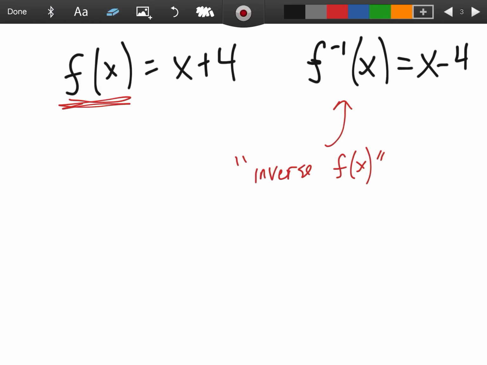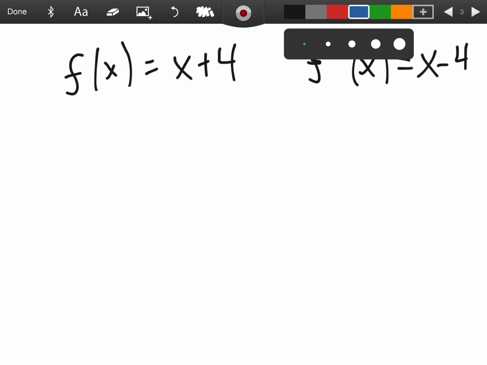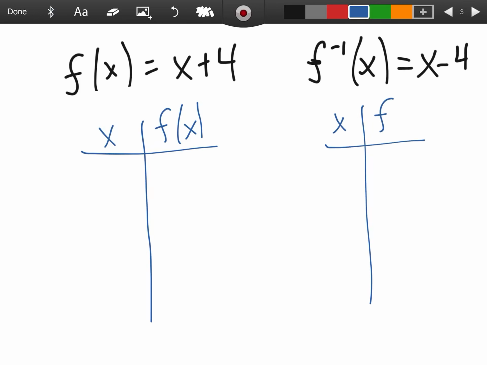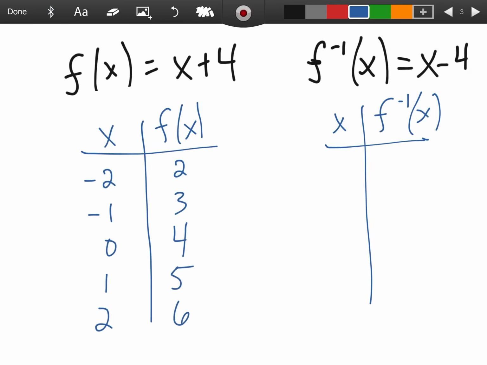So what we want to do now is take a look at the relationship between the two of these functions. And we're going to find that relationship. Let's just make a little t-chart. A little x, f of x, and then over here we'll do x, inverse f of x. We'll plug in negative 2, negative 1, 0, 1, and 2 and see what we get out. So if I plug in negative 2, negative 2 plus 4 gives me positive 2. Negative 1 plus 4 gives me positive 3. 0 plus 4 is 4, 5, and 6.